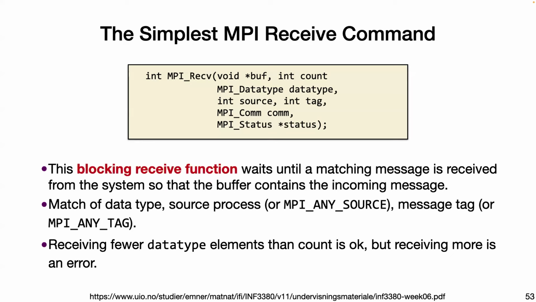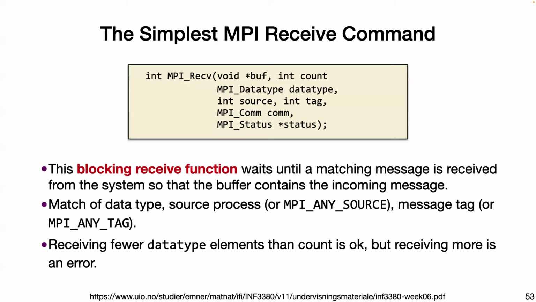So process zero has to send, like if you have two processes, then you have to give a source, and the source has to match the sender. And then the buffer contains the message that you're going to get. You have to match the data type and the source. So you have to know the size of the thing you're going to receive, or you can pass in any source. You don't have to pass in a specific one. This is a special variable.